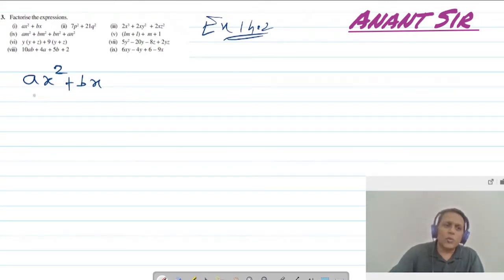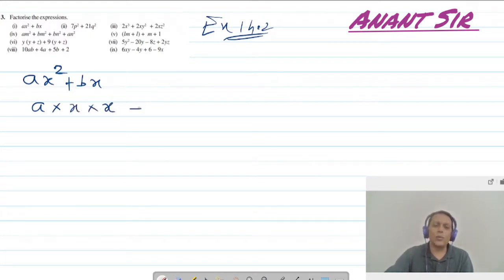Okay. So first question, ax square plus bx. This type of questions we have solved in the first video. So let's continue. You will be able to understand this question, no problem. Okay. So what we can do, there are only two terms. So ax square I can write as a into x into x plus b into x for bx.